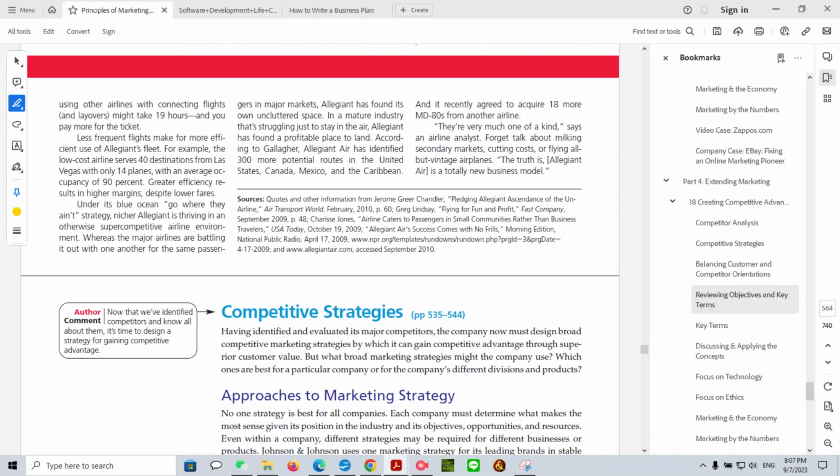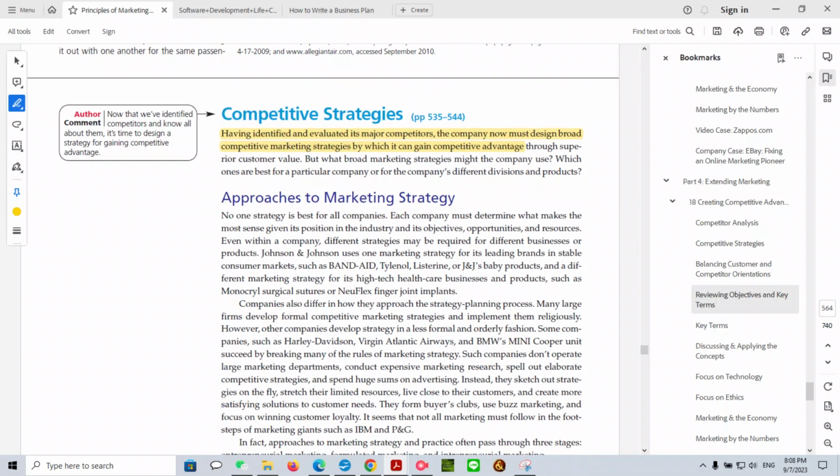Now let's talk about competitive strategies. Now, having identified and evaluated major competitors, the company must design broad competitive marketing strategies by which it can gain a competitive advantage. So how do you gain a competitive advantage? By having a competitive strategy. And that competitive advantage includes superior customer value. But what broad marketing strategy should the company use? Which ones are right for the particular company or for the company's different divisions or products? So what we need to know is what marketing strategies the company might use, and which one is best for the particular company.